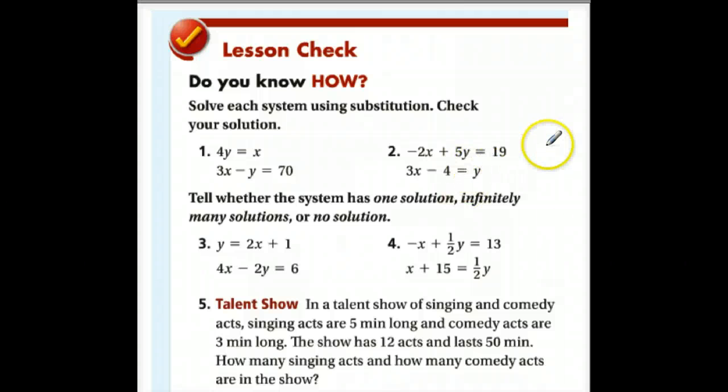All right, that ends the examples for Lesson 6-2. Please complete 1 through 5 of the lesson check and bring your answers to class.